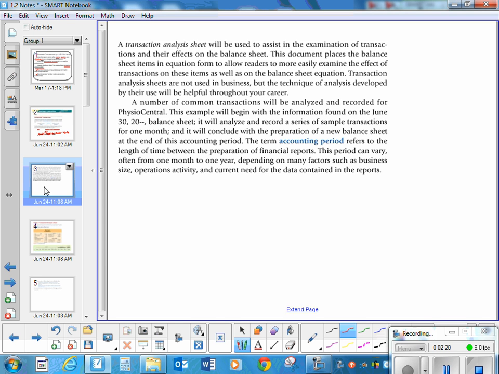We're also talking about accounting period, which refers to the length of time between the preparation of financial reports. So for most companies, they will prepare their financial reports every month. And at the end of the year, they will summarize everything and send it off to their accountant to have it filed for income tax.